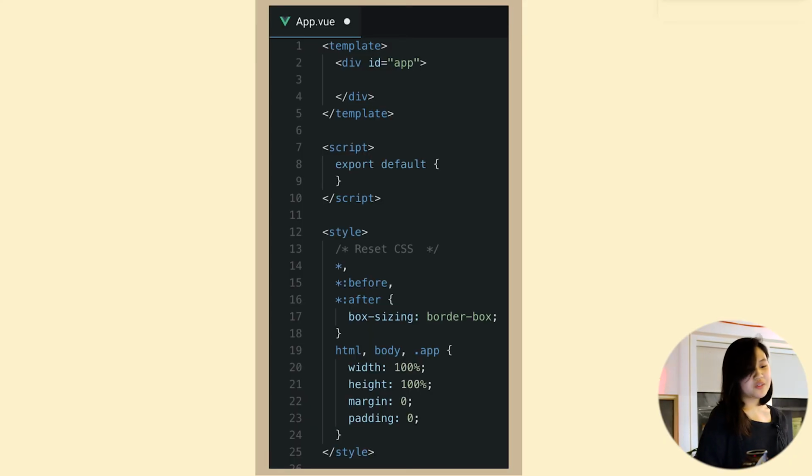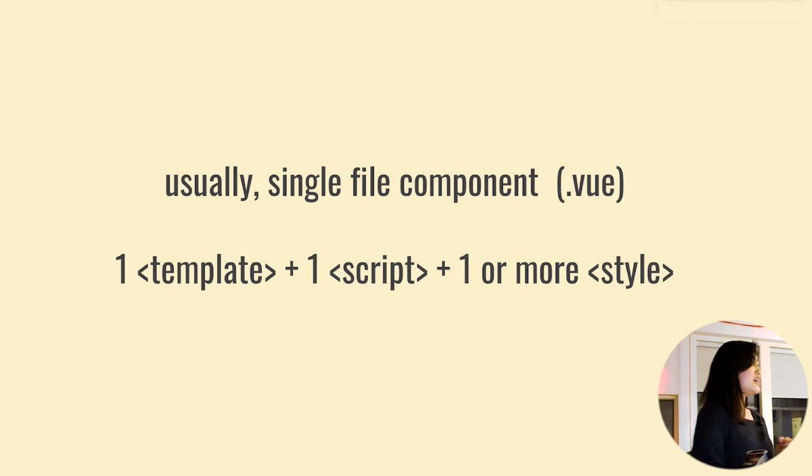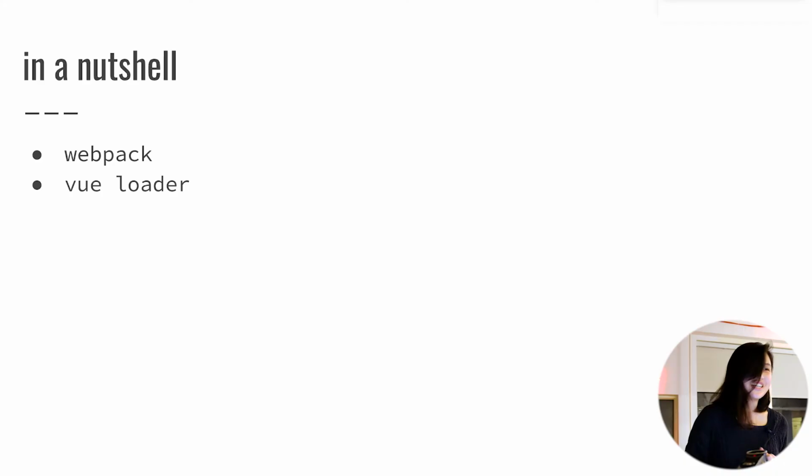So then we moved on to the App.vue file. And so this is, if you remember, the thing that we rendered from the main.js. And so this is where we were introduced to single file components. So usually single file components have one template tag, one script tag, and one or more style tags. And my next question was, okay, so how does the browser know to interpret .vue files? And so in a nutshell, the answer to this is webpack and vue-loader.